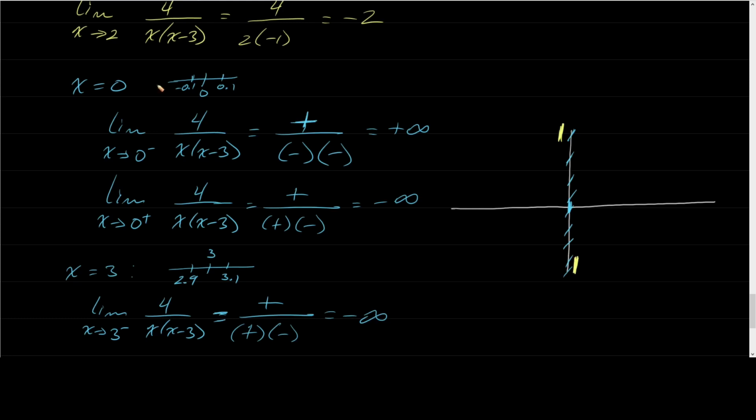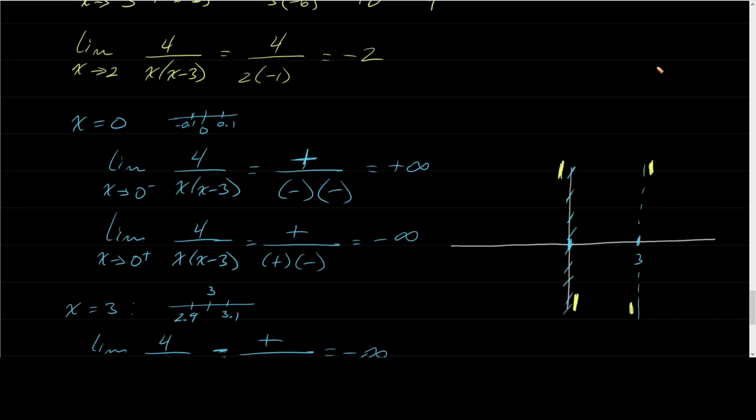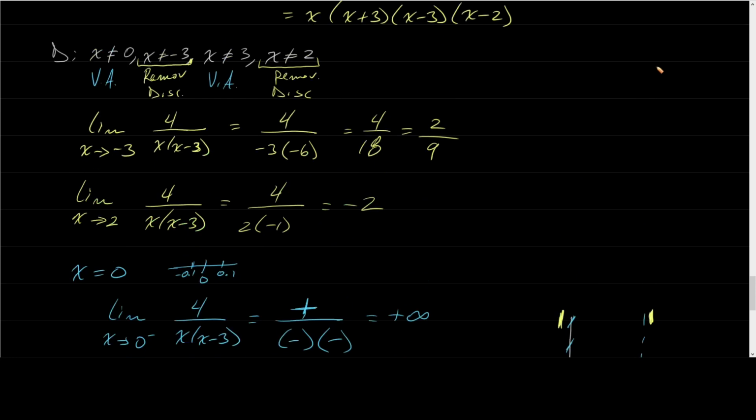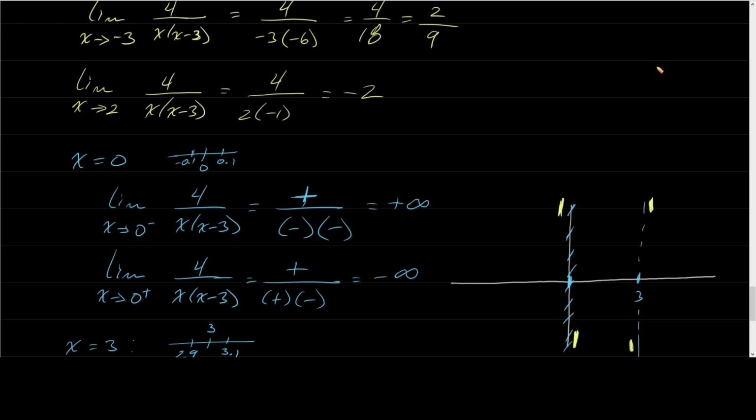Then we had another asymptote at 3. So let's say here's 3. And to the left of that, we went to negative infinity. To the right of that, we went to positive infinity. And then what else do we have? We have removable discontinuities, which essentially are holes. So at -3, 2/9. So let's say that we have here a hole where the coordinate is -3, 2/9, and the other hole is at 2 with a height of -2.